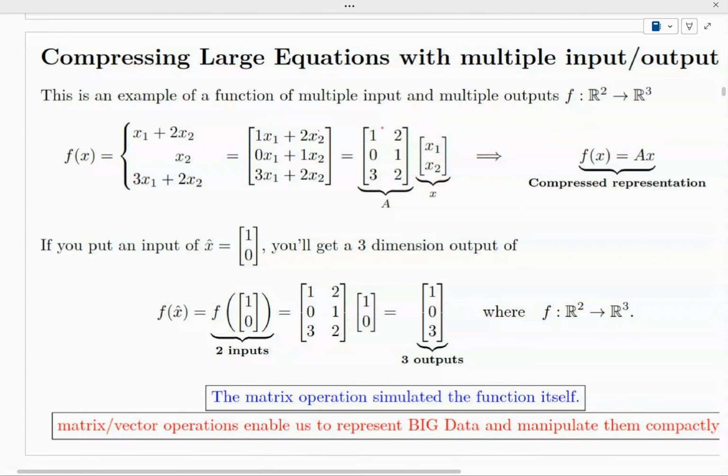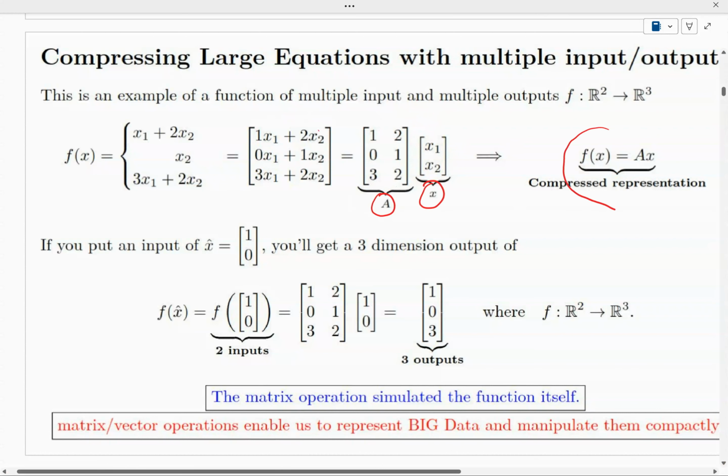Now, notice how this is a matrix. We can simply call this A, and we can simply call this X. And now we compress this pretty large, multiple input, multiple output equation into something that looks just like this, right? This is much more compressed. And like I said, this right here is only 2 input, 3 output.